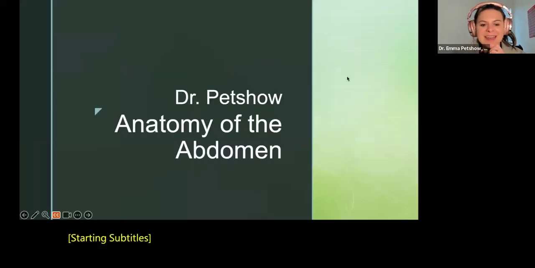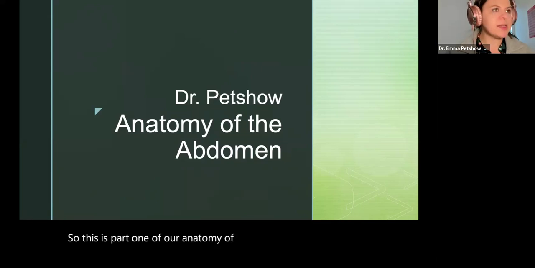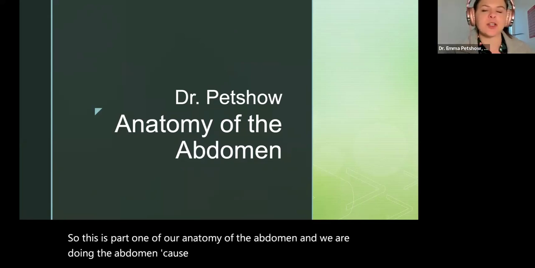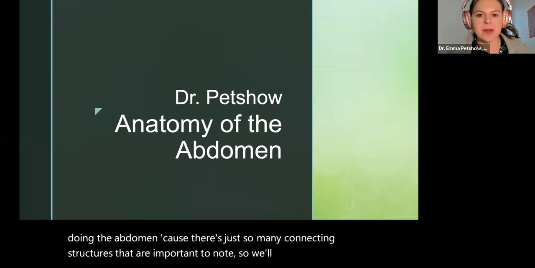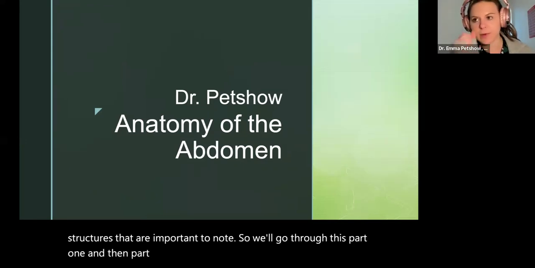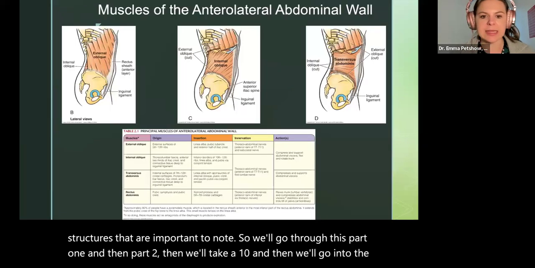All right. So this is part 1 of our anatomy of the abdomen, and we are doing the abdomen because there's just so many connecting structures that are important to note. So we'll go through this part 1 and then part 2, then we'll take a 10, and then we'll go into the embryology section at the end.